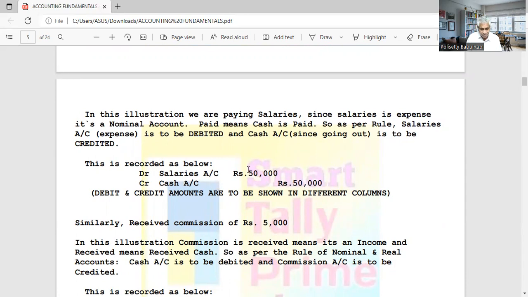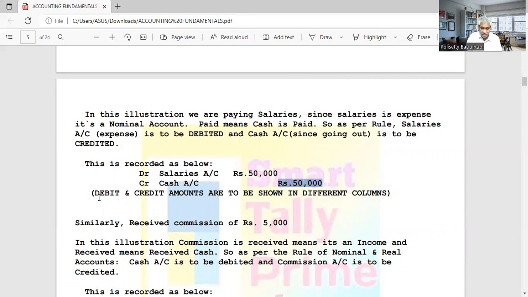But in the books, when we are recording, even in manual accounting or in Tally also, debit and credit we are writing amounts. Salaries account debit means this 50,000 is the debit amount, and cash account is credited, this 50,000 is the credit amount. This is debit and credit.